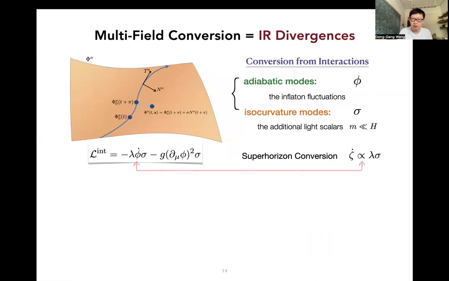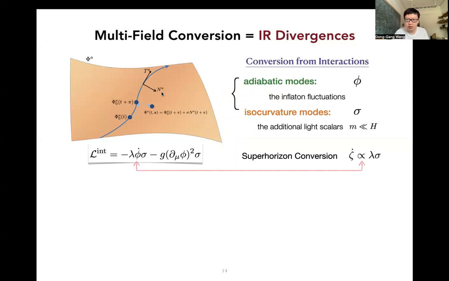However, if we look at one important aspect of multi-field inflation, which is the multi-field conversion process, then we do still find some universal behavior. Let's say that here we decompose the field fluctuations into two different types. The first one is the adiabatic perturbation, phi, which is the one along the inflaton trajectory. Then we also have the isocurvature perturbation sigma, which is the one orthogonal to the inflaton trajectory.